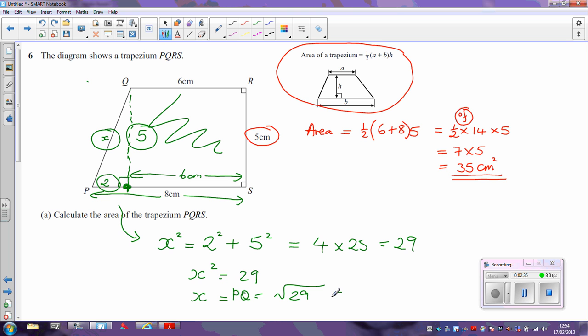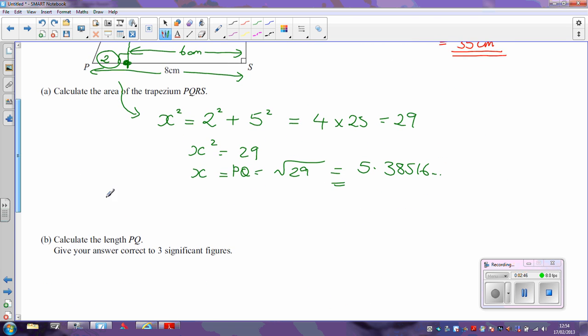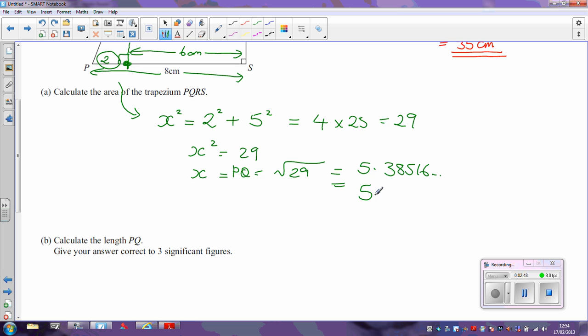Now if I work out the square root of 29 on my calculator, it comes out as 5.38516. The question though says, give my answer to 3 significant figures. Well, that's just going to be 5.3, and I'm going to chop off 3 significant figures. We're counting from the beginning, 1, 2, 3. We're going to chop off after the 8, but the 8 is going to have to round up to a 9. So we get 5.39 centimeters for the length of PQ, and that's the answer to part b.